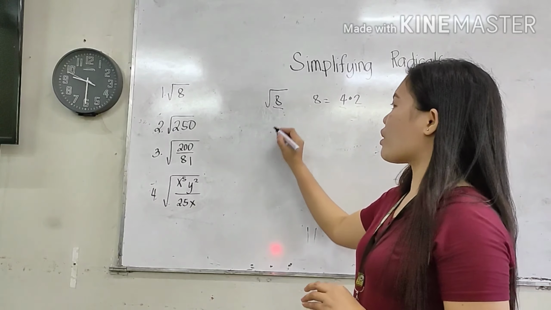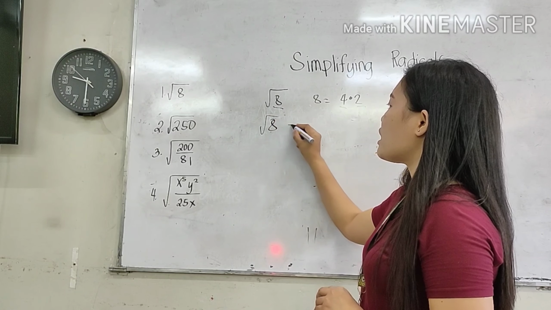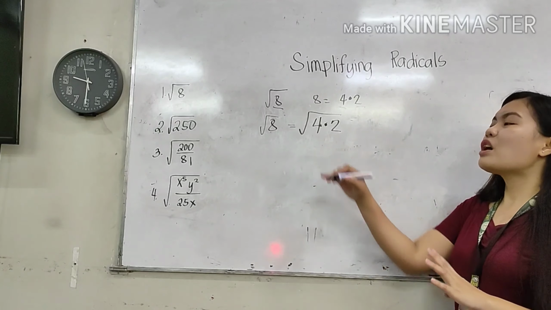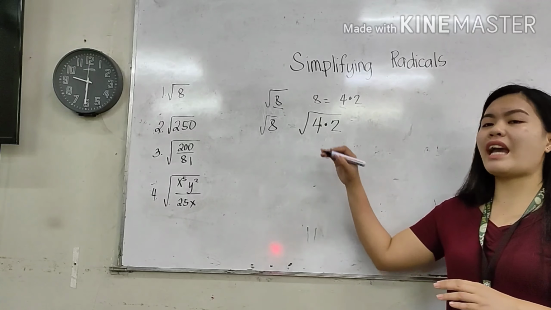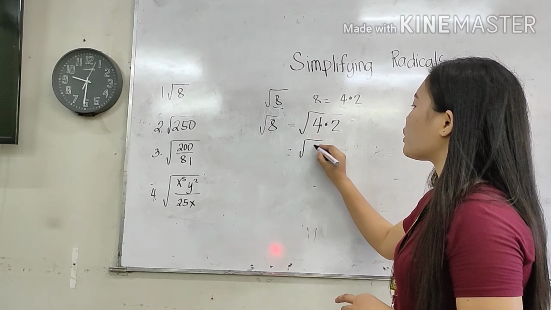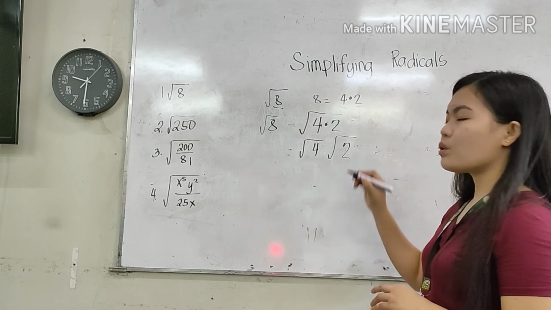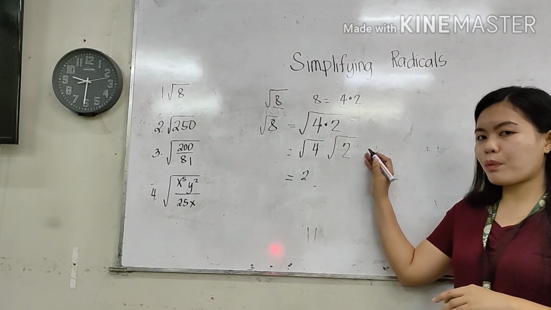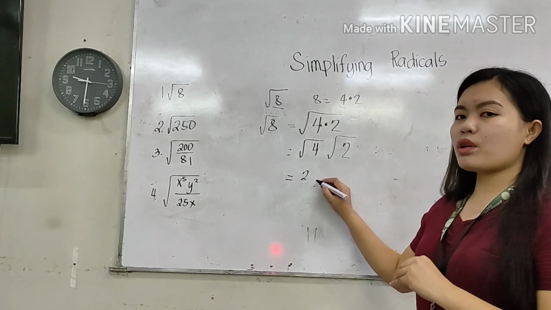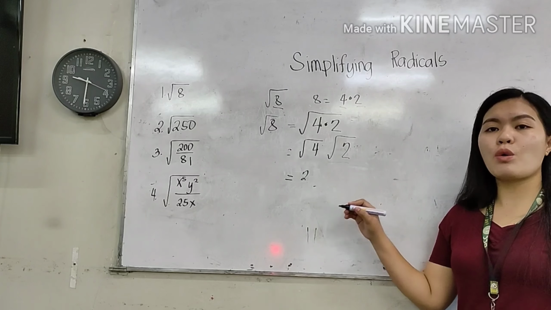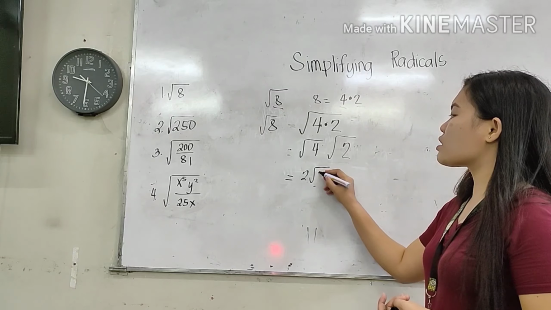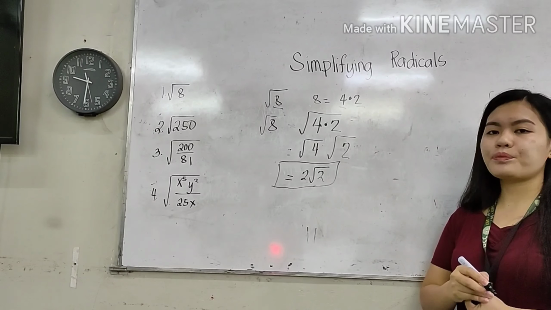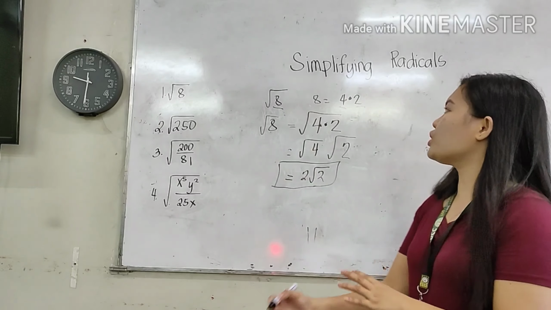So we can say that the square root of 8 is equal to the square root of 4 times 2. Now, to simplify this, just get the square root of 4 and the square root of 2. Then, the square root of 4 is 2. Since 2 is not a perfect square, just copy the expression which has no perfect square. So, just simply write square root of 2. Then, this is your answer.